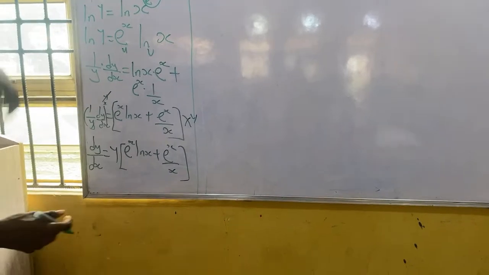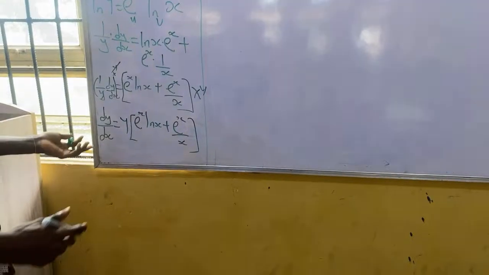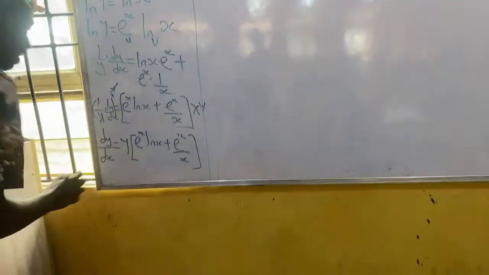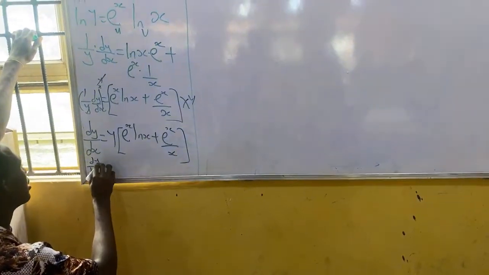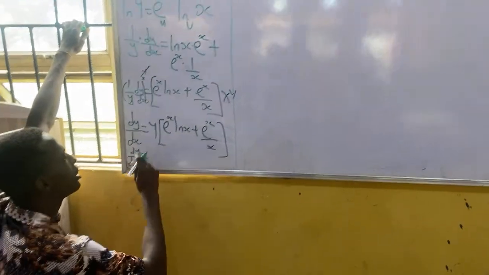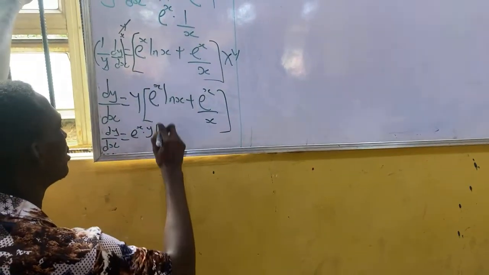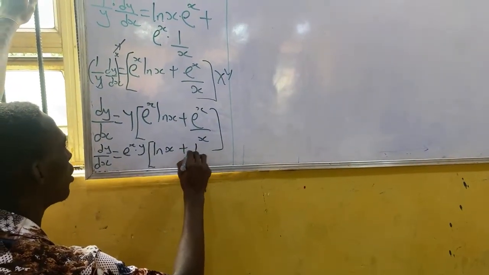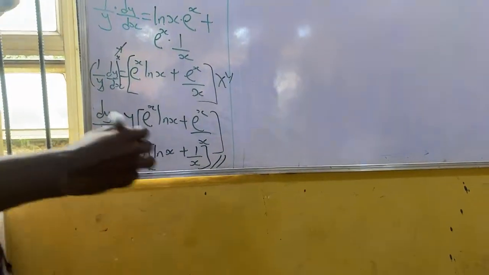So you can leave it this way, or you can say that our y initially is x to the power of e to the power of x. But you can leave it like this. Or we can also choose to factorize. If we are to factorize, then our dy over dx is equal to, e to the power of x is common. So we can say e to the power of x times y, then you open bracket, ln x plus 1 over x. So this is our final answer for question 1.